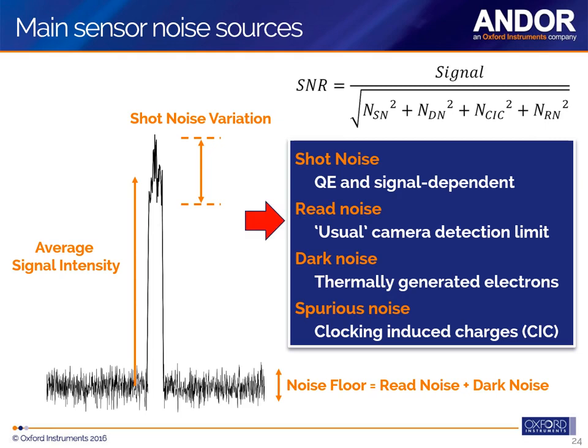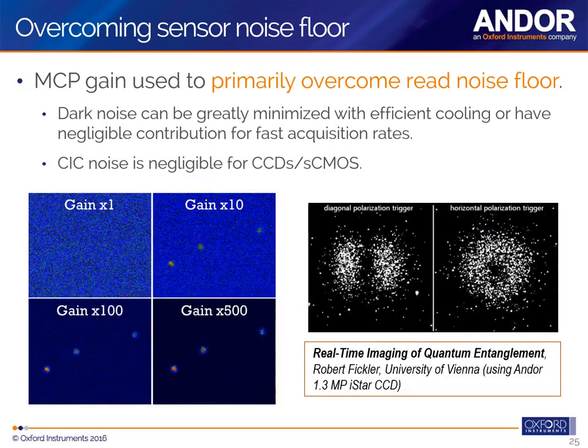The primary noise to tackle in ICCDs is the readout noise. To overcome this read noise floor, that's where the MCP gain comes into play. You take a very faint signal and amplify it well above the read noise floor before it reaches the sensor, where the read noise contribution is added.